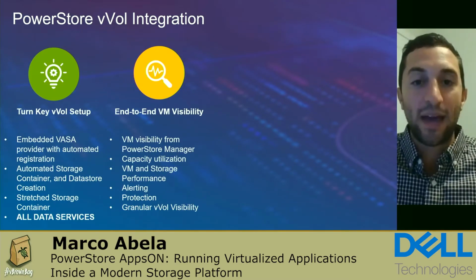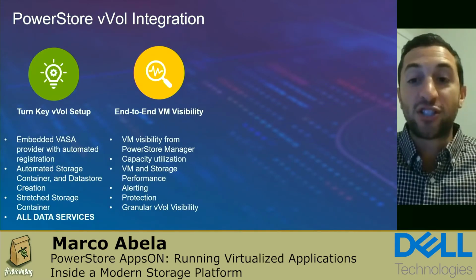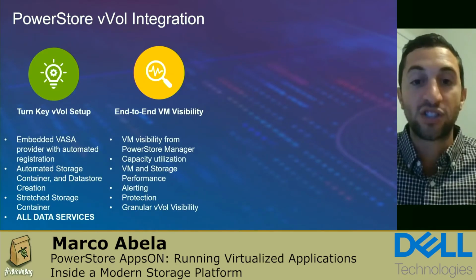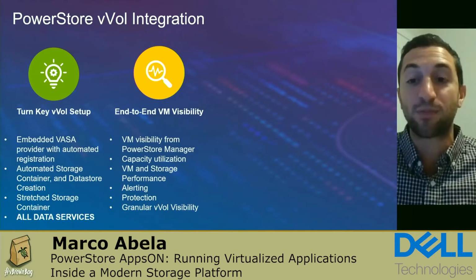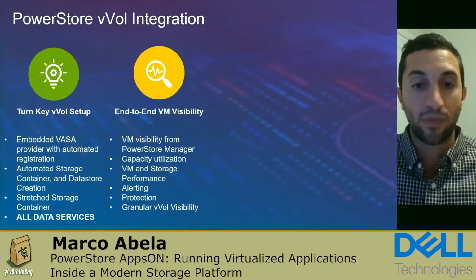Next is end-to-end VM visibility, which provides the ability to track capacity utilization, VM compute performance, storage performance, alerting, protection, and display individual vVols that make up a VM. From the PowerStore Manager, a user can view all these VMs running and utilizing vVol storage from the PowerStore array.